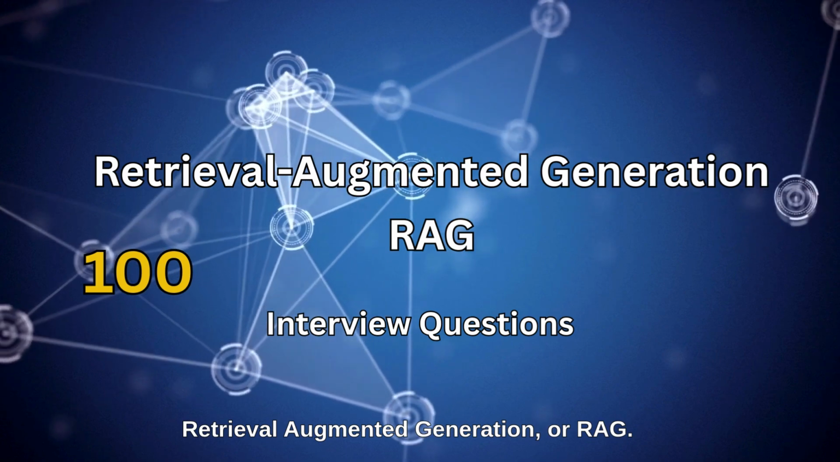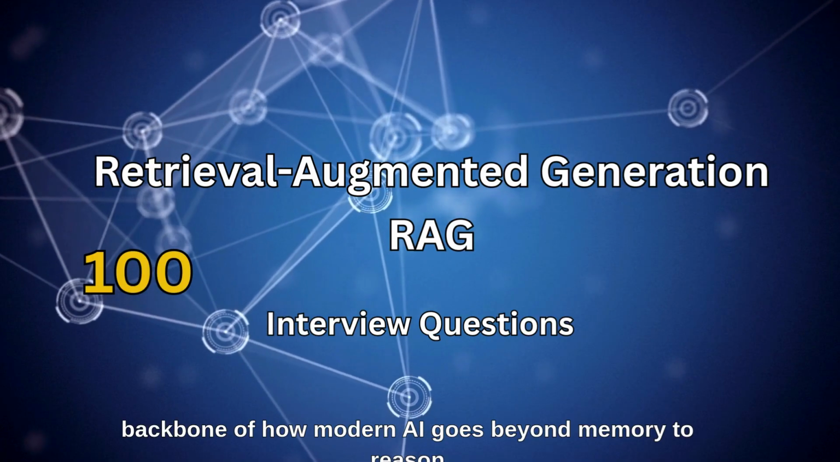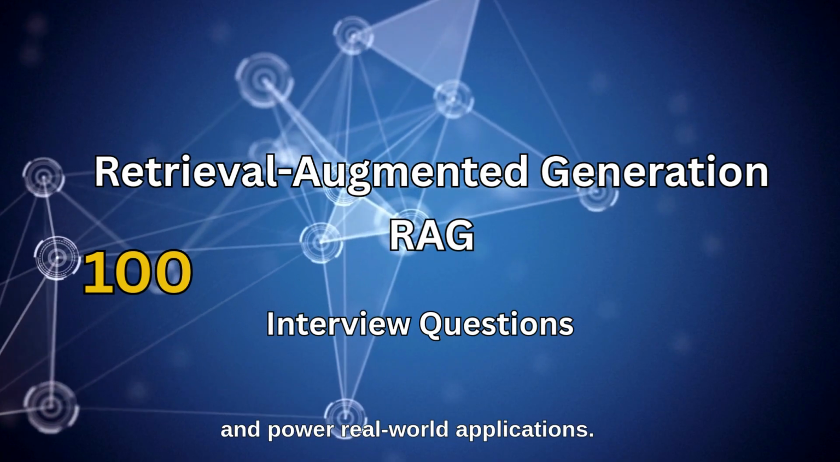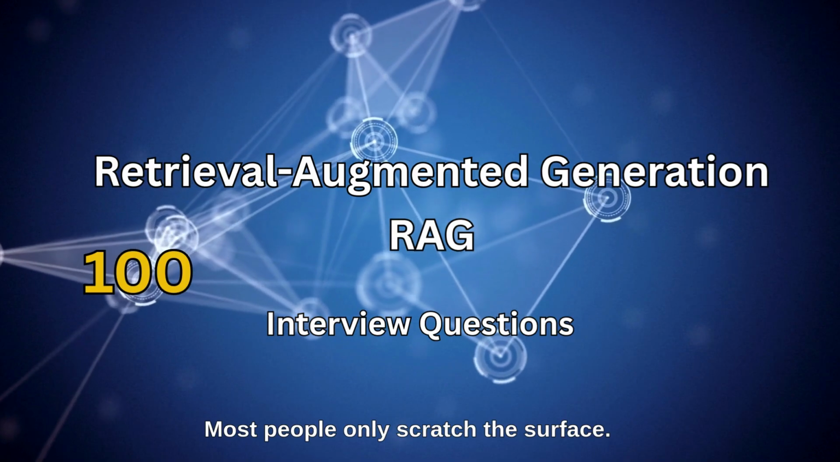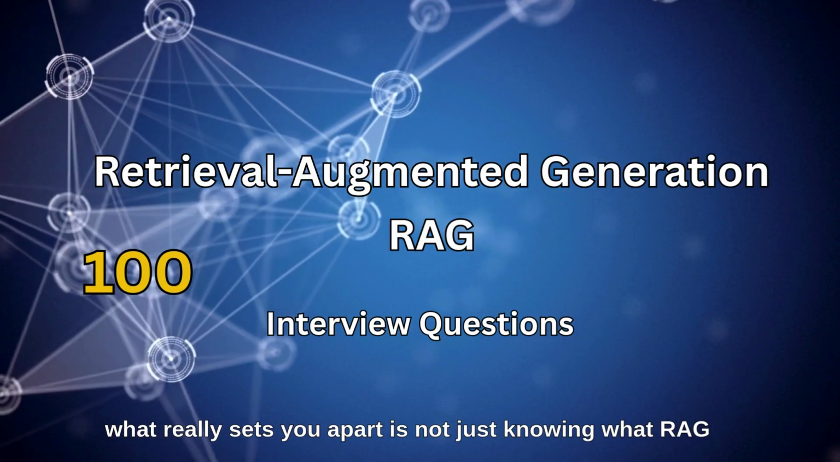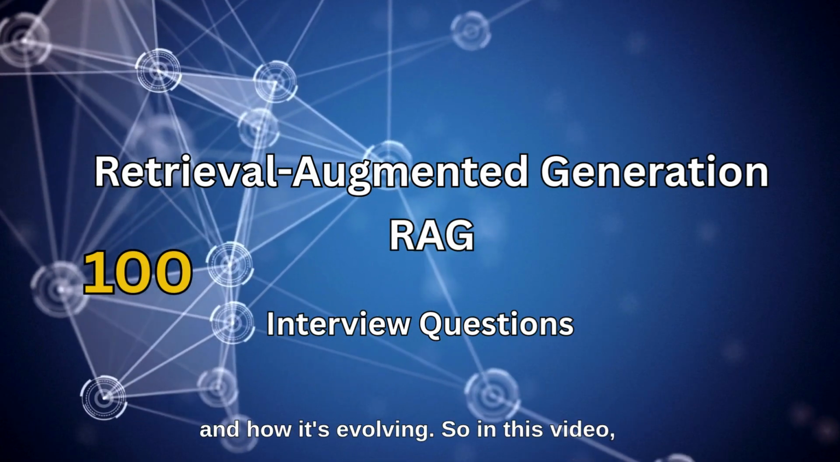Retrieval-Augmented Generation, or RAG. It's the backbone of how modern AI goes beyond memory to reason with facts, stay up to date, and power real-world applications. But here's the truth. Most people only scratch the surface. In an interview, what really sets you apart is not just knowing what RAG is, but understanding how it works, where it fails, and how it's evolving.